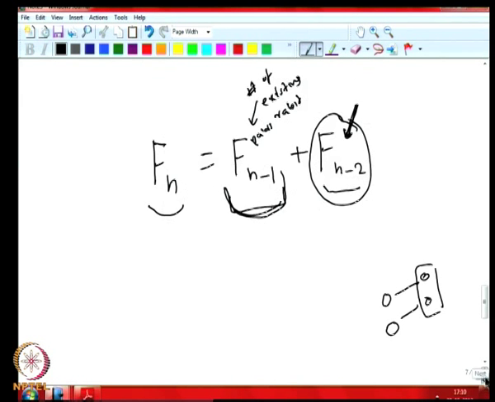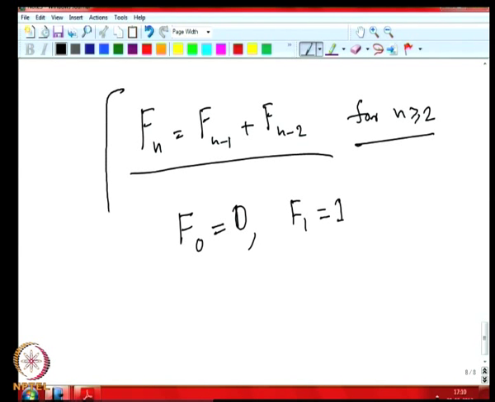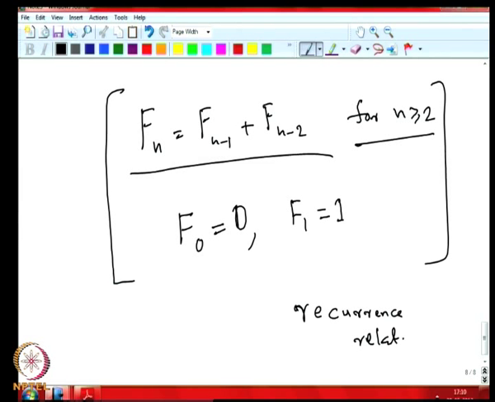So, for n greater than or equal to 2, this is true, and we call these the initial conditions: f 0 equal to 0 and f 1 equal to 1. These are the initial conditions. This is called the Fibonacci sequence, and this kind of relation is called a recurrence relation. I assume that students are familiar with recurrence relations already. For instance, they have studied it in their algorithm course and many courses.